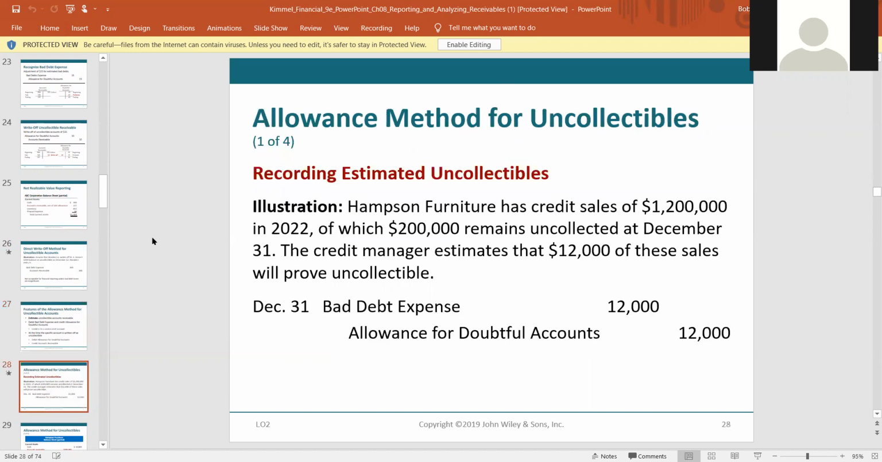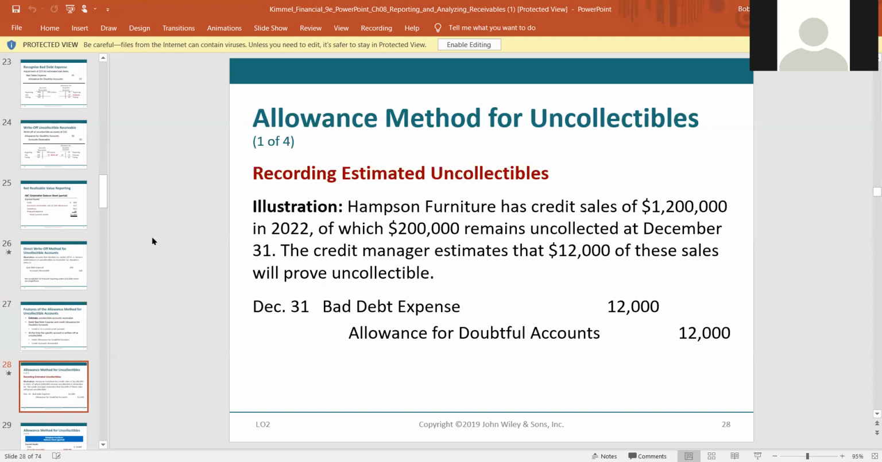Now, here's the allowance method for bad debt expense. Hampson Furniture has credit sales of $1.2 million. $200,000 remains uncollected at December 31st. The credit manager estimates that $12,000 of those sales will prove uncollectible. Boy, that's a big number.